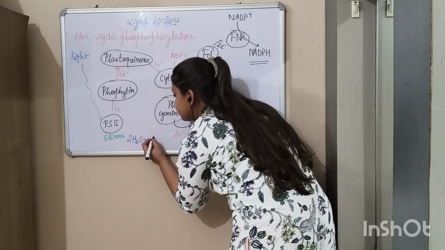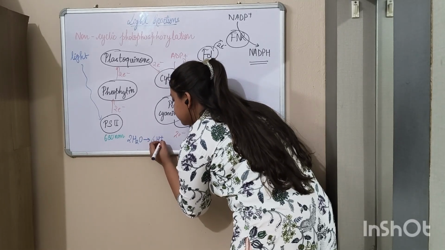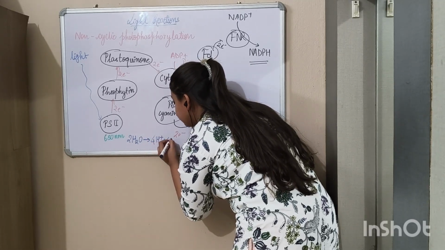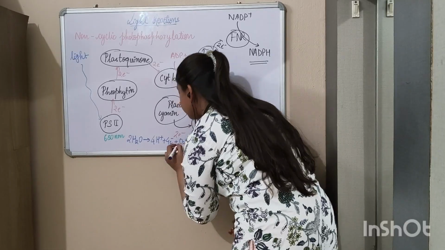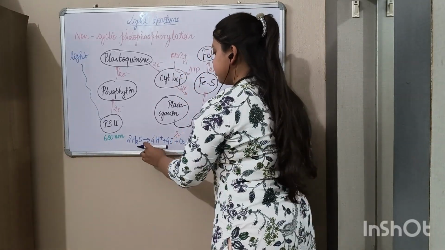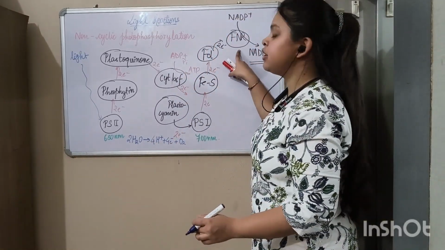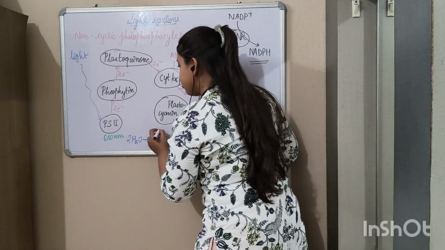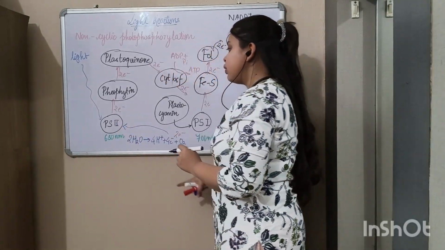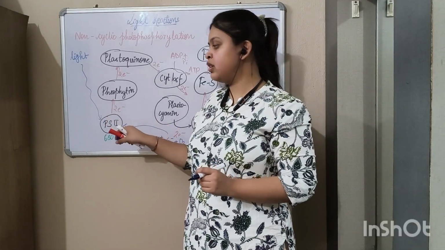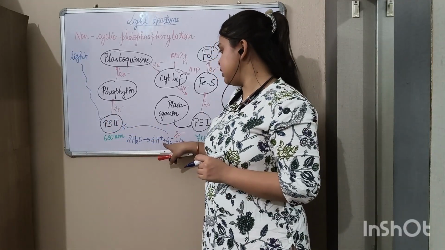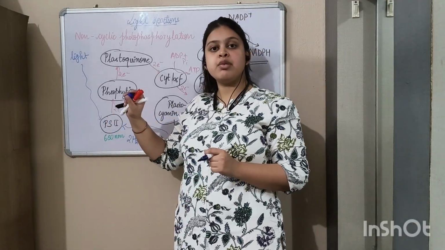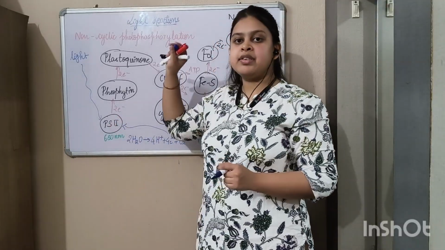2 water molecules will be broken down into 4H plus, 4 electrons, and oxygen molecules will be liberated. The 4H plus are used by the ferredoxine NADP reductase. The 4 electrons move to the photosystem 2 to manage its loss. So now the 4 electrons will be accepted by photosystem 2 to again carry on this process.